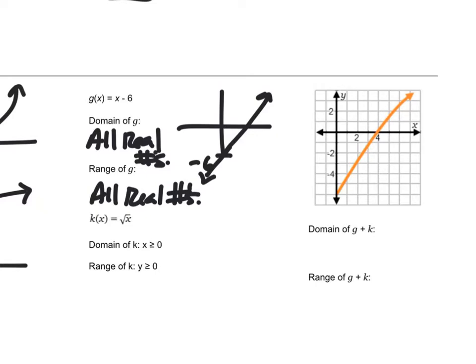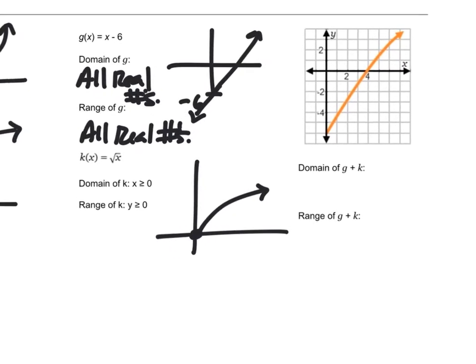So here's the thing, I have this other function k, and we talked about the graph of that function and how you have this graph that looks like that. The domain is restricted. You can only plug in positive numbers, and you only get positive y values. So then, let's say that we combined these two functions, okay? And let's say we took g of x plus k of x, all right?